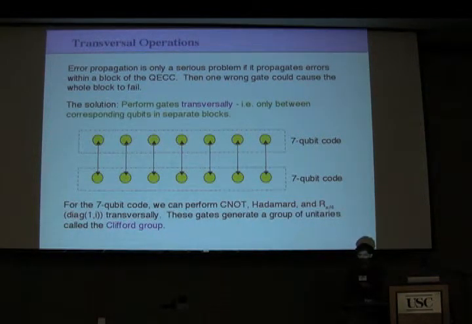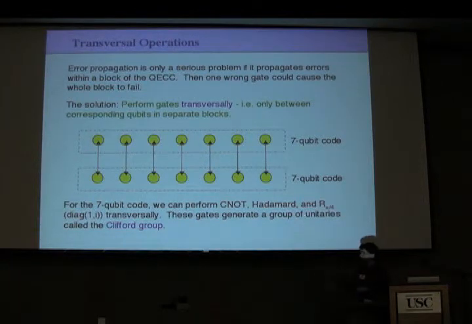Okay? So if possible, we'd like to design all our fault-tolerant gates to be transversal operations. And in fact, for the 7-qubit code, we can do lots and lots of gates transversally. We can do, for instance, the controlled NOT gate, in kind of the way I said, Hadamard. So that's transversal just by doing a single qubit Hadamard on each of the 7 qubits in the block. And say the pi over 4 rotation. So that's the diagonal gate that does 0 to 0 and 1 to i times 1.